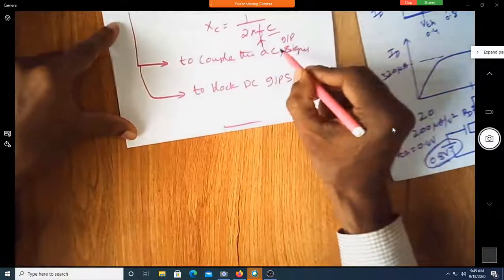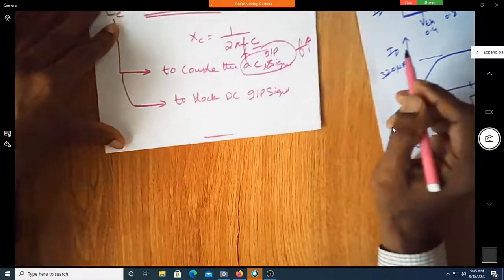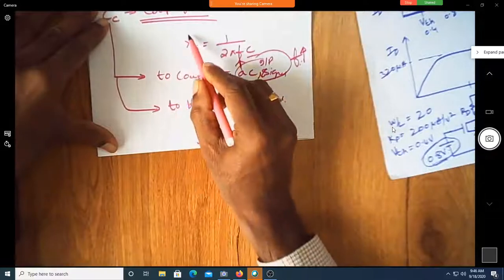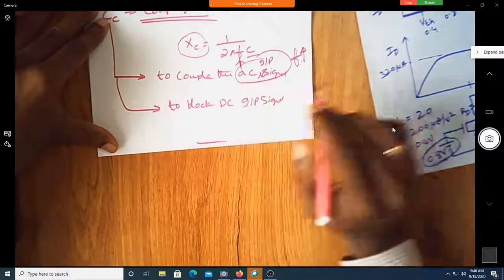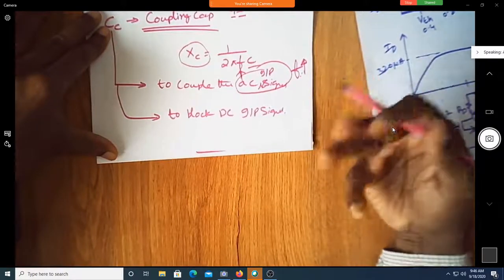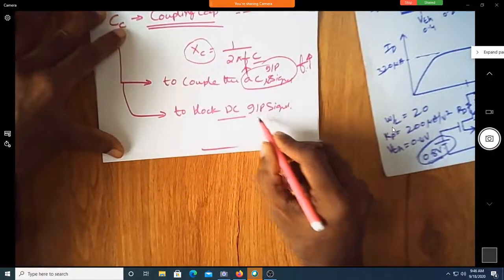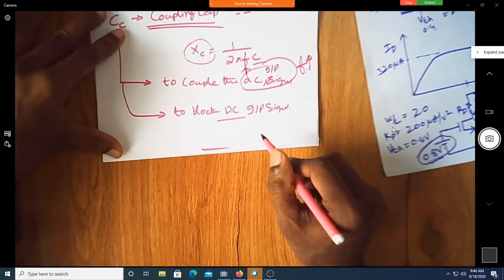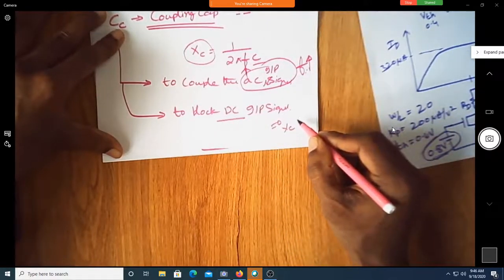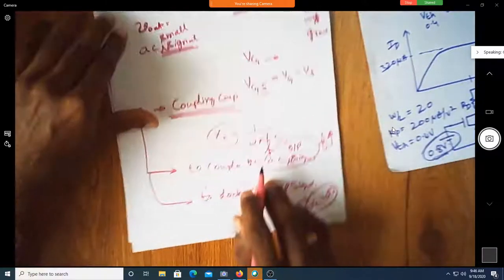All AC signals have non-zero frequency. For AC signals the frequency is high, so XC for that AC signal is small. Now for a DC signal, the frequency is 0. When the frequency is 0, XC is infinite, meaning it blocks the DC signal.